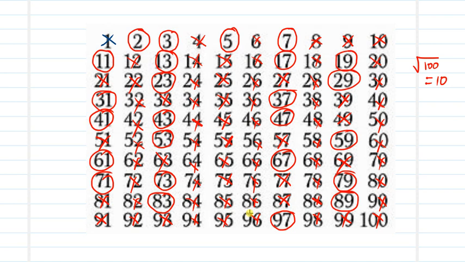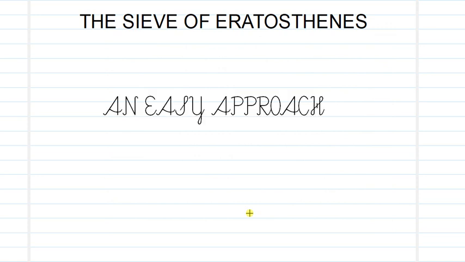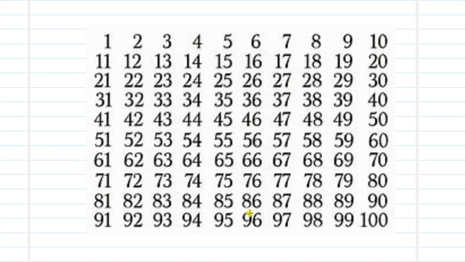Okay, so this is how we are able to find out all the prime numbers by using the method called the sieve of Eratosthenes. Now we are going to find out an easy approach to find all the prime numbers. We'll start with a new table of the numbers from 1 to 100. Let us see how we can find all the prime numbers.